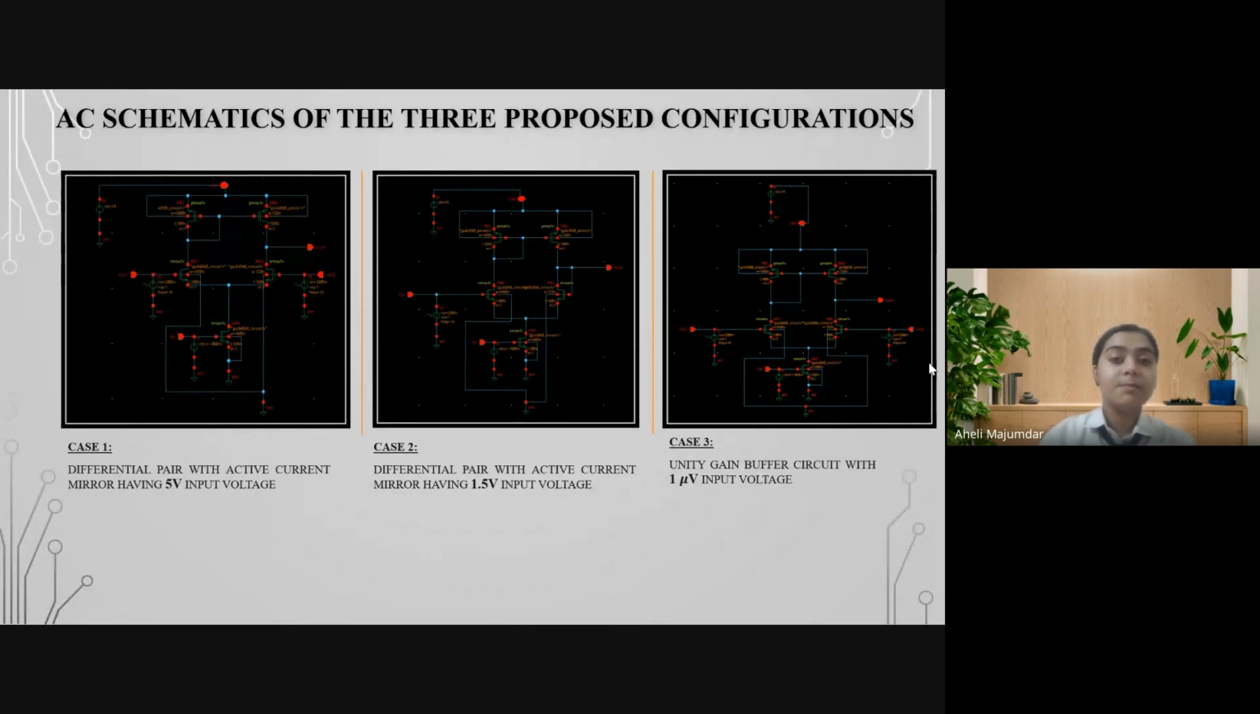Now, the main role of a unity gain buffer circuit is to increase or decrease the impedance in a circuit as and when deemed necessary, and therefore this was taken into consideration for the study.